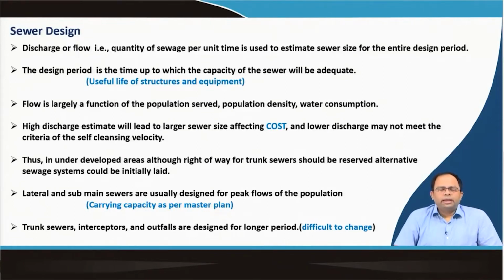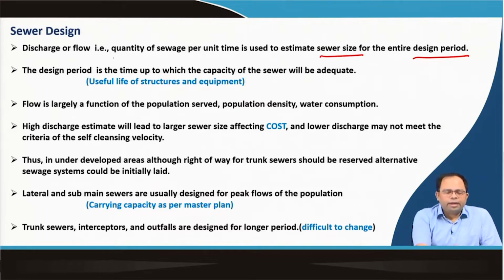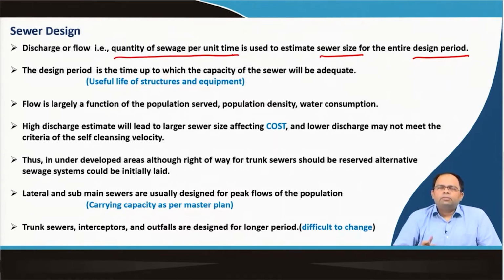So, when we talk about sewer design, basically what we are doing is, the discharge or flow, that is the quantity of sewage per unit time, is used to estimate sewer size for the entire design period. So, there are a few terms involved. One is of course the design period and sewer size, and then the quantity of sewage per unit time. So, quantity of sewage per unit time is cubic meter per second. So, that is the flow rate or discharge, or the quantity of sewage that is actually generated at a particular period of time. The pipelines have to be designed considering the maximum or the peak flow rate, right.